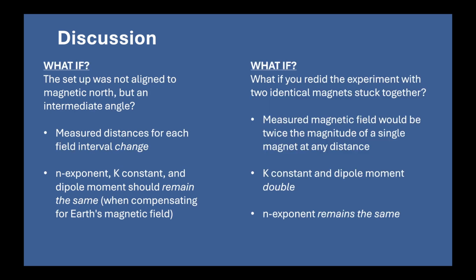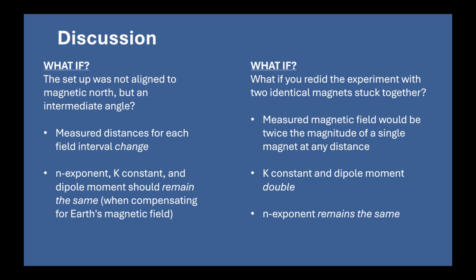What-if questions. What if the setup was not aligned to the magnetic north, but an intermediate angle? In this scenario, the measured values would be the net magnetic field of both the magnet and the Earth's magnetic field, which would have changed the distances at which the microtesla intervals were measured. While this would affect the experimental measurements, the n exponent, k constant, and dipole moment values should still remain the same, assuming the Earth's magnetic field contribution in each direction remained constant.